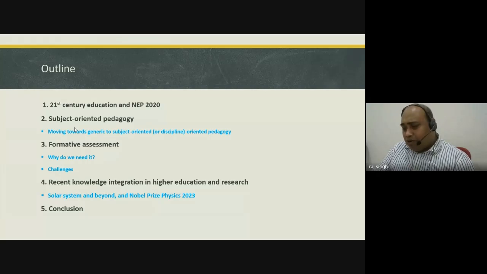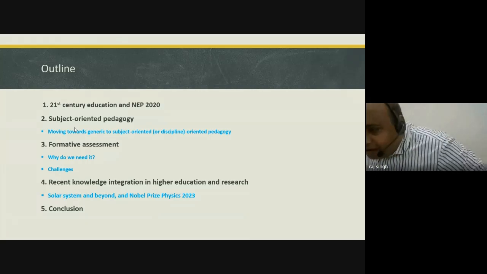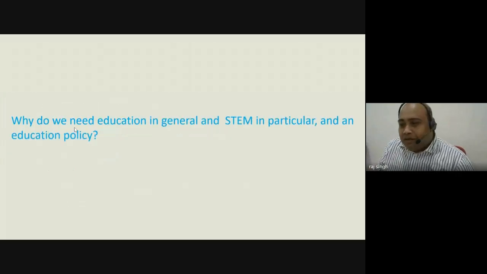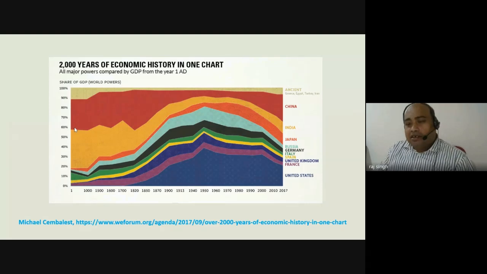Before starting my talk, I always show this figure. First, the same question: why do we need education in general and STEM in particular, and education policies? This is my question for everybody. We will talk about it at the end. So I start with this figure.